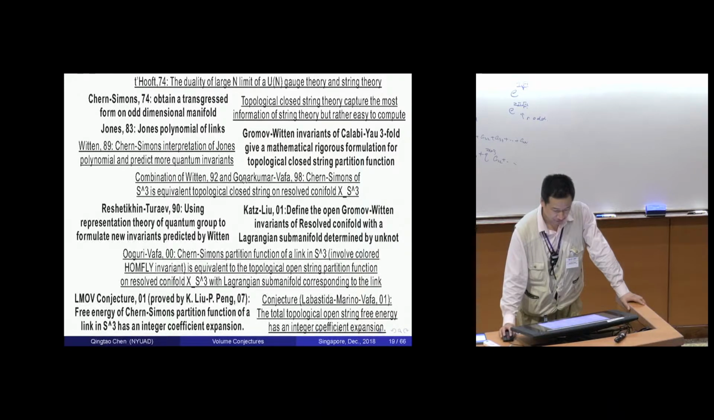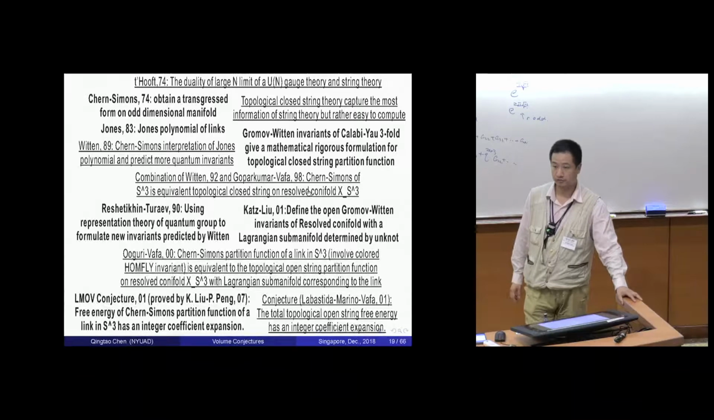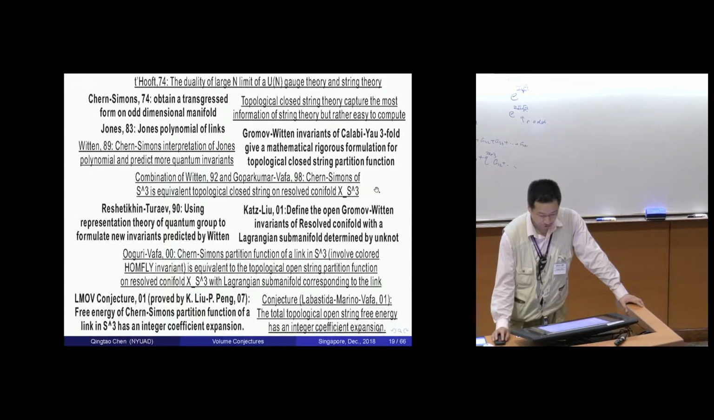So this is a combination of Witten and Gopakumar-Vafa. The Chern-Simons theory of S3 is equivalent to the closed topological string theory on the resolved conifold. This is the closed large N duality. And then this is mathematically proved by the recursion formula. And this is Katz-Liu. Liu is Melissa Liu at Columbia.